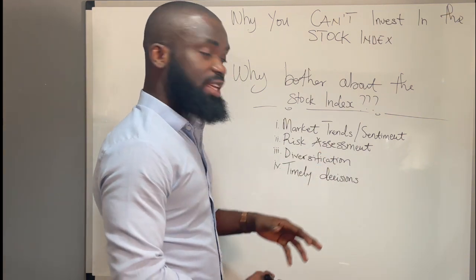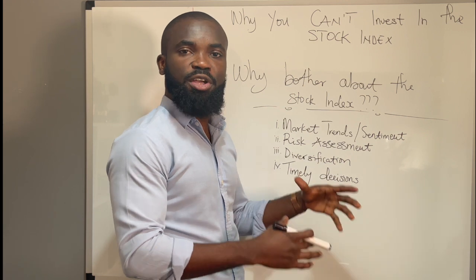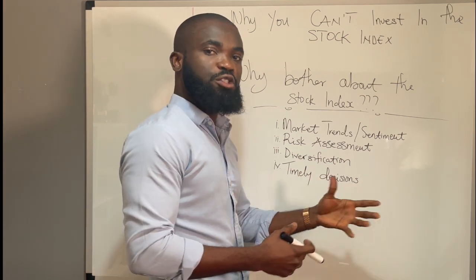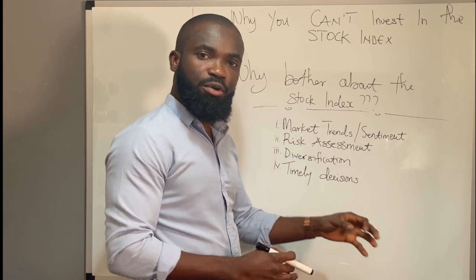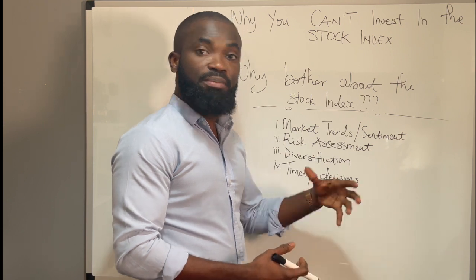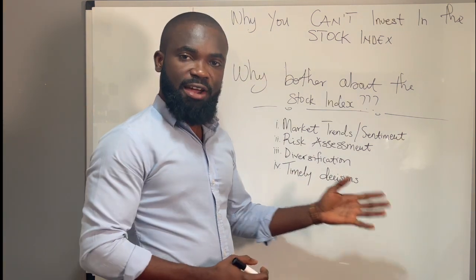And the next one is risk assessment. If you follow the historic background or the history of a specific stock index, you would be able to know the volatility of that stock market, for instance. So you are able to have a risk assessment before you invest in a specific market that follows that stock index. And the next one is diversification.